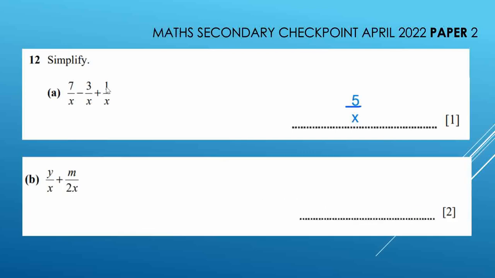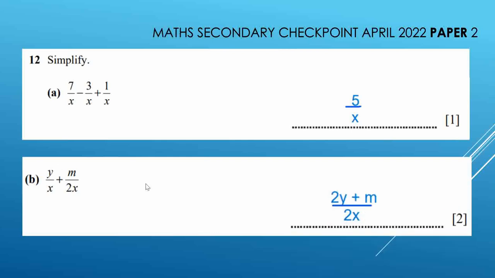Next. Question B. y over x plus m over 2x. Simplify. Here's the answer: 2y plus m over 2x. We just have to equalize the denominator. So times 2 and 2. So we got 2y plus m over 2x. That will be the answer.